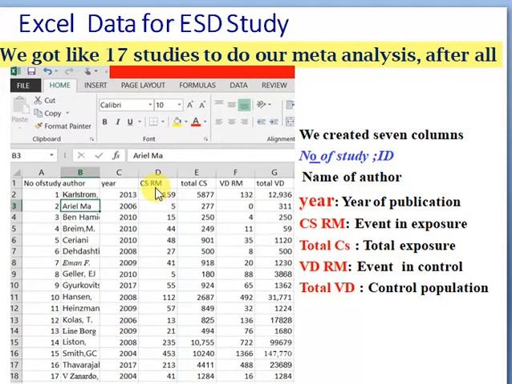Here is cesarean section with respiratory morbidity. This is those who developed the outcome among the intervention, who developed our interest, that is respiratory morbidity. We do have total cesarean section. Vaginal delivery with respiratory morbidity, and this is the total vaginal delivery. So year of publication, this is event in exposure, total cesarean section, event in control population.